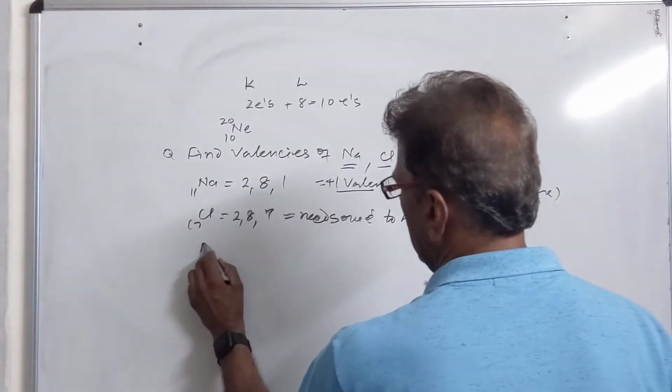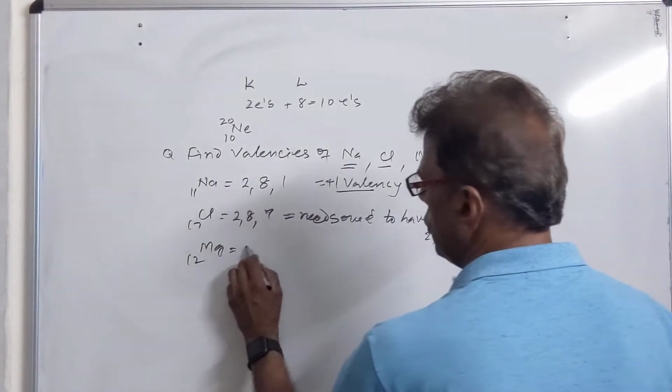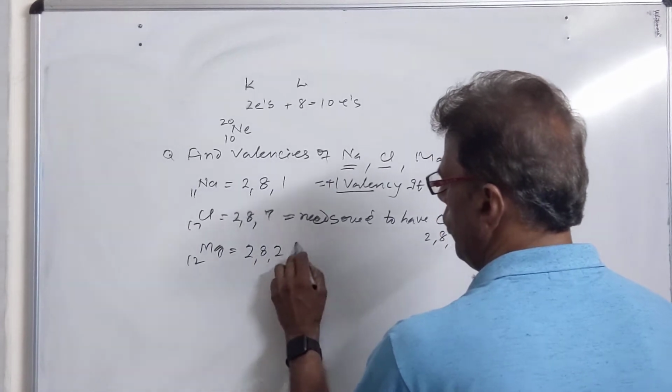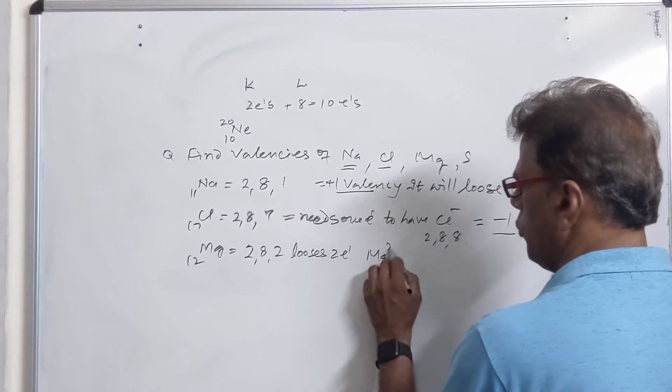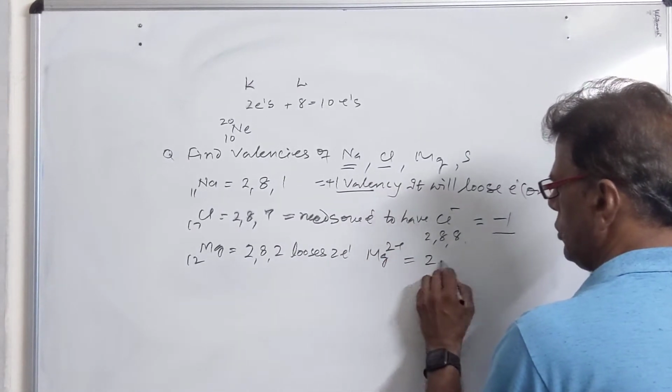Then we have magnesium. Its atomic number is 12, configuration 2, 8, 2. It loses 2 electrons to acquire Mg2 positive. Valence is 2.